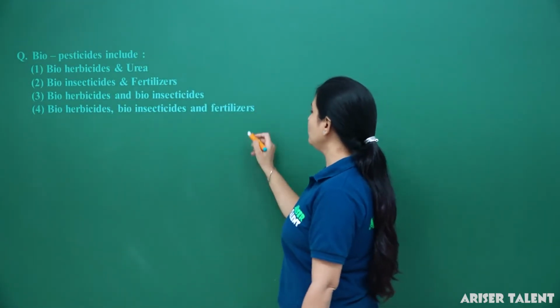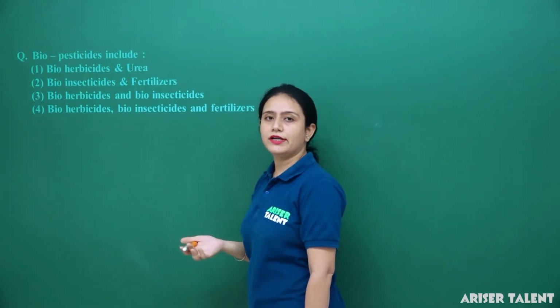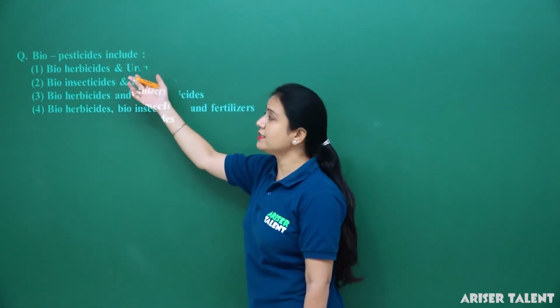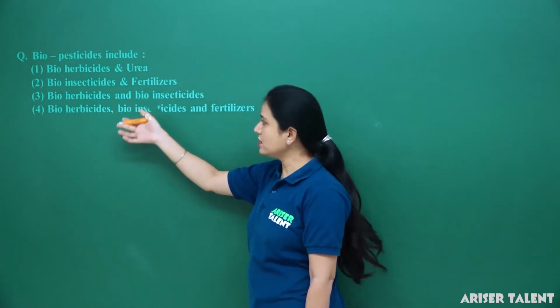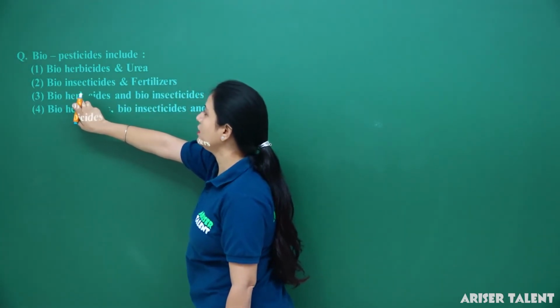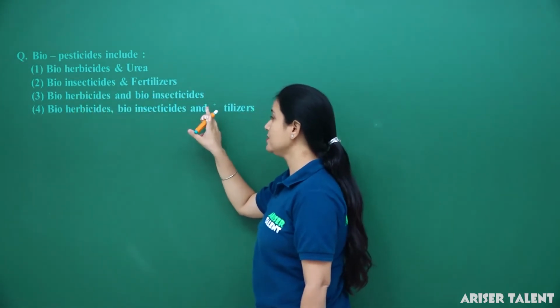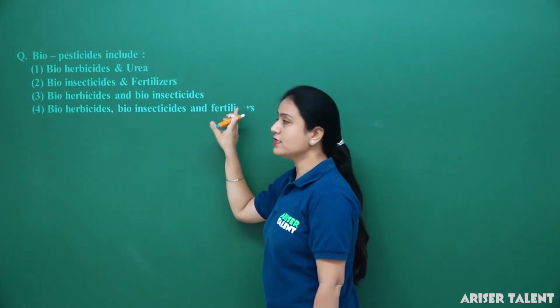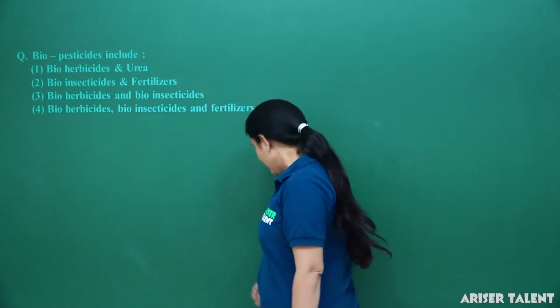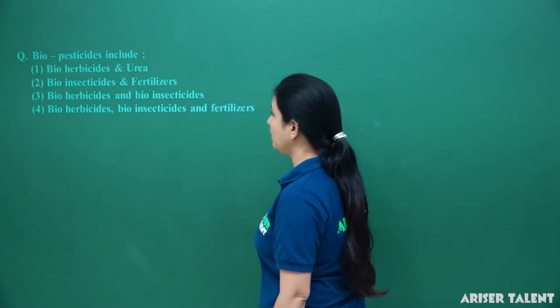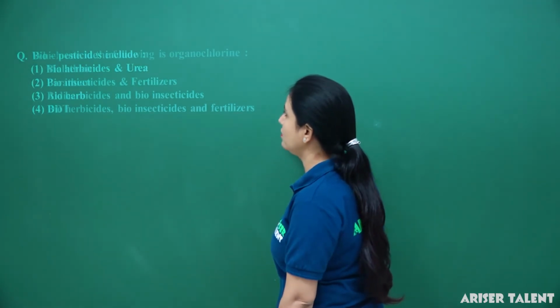One more thing, why do they not contain fertilizers? Because fertilizers are used to increase the fertility of the soil, but pesticides are used to kill pests. So this is the reason that they contain only bioherbicides and bioinsecticides. They do not contain fertilizers, and urea is again used to increase the fertility of soil, so it does not contain urea also.